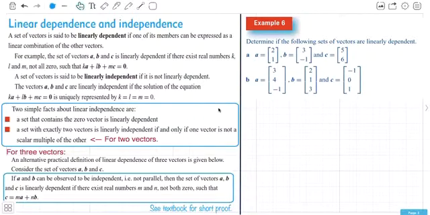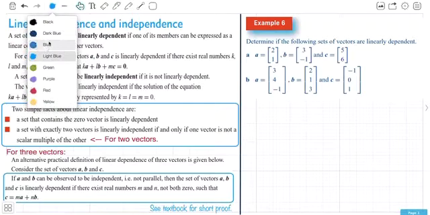The next example discusses linear dependence and linear independence. Now this is a really important concept for vectors, and I've put down a lot of the notes here from the textbook because it summarises it really nicely. So the first part here says a set of vectors is linearly dependent if one of its members can be expressed as a linear combination of the other vectors.